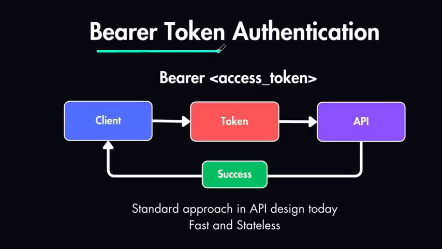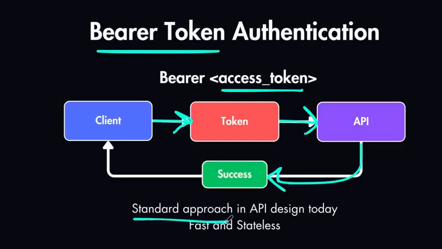Next, we have bearer tokens, which are more secure compared to basic authentication. Here you send the access token with each request instead of the username and password encoding, so whenever the client needs to access resources, they send this token within the request, and then your API verifies or rejects the token, and if it verifies, then you send the successful response with the data that they requested. Bearer tokens are the standard approach nowadays, especially in API design, because it is fast and stateless, which makes it easy to scale those APIs.